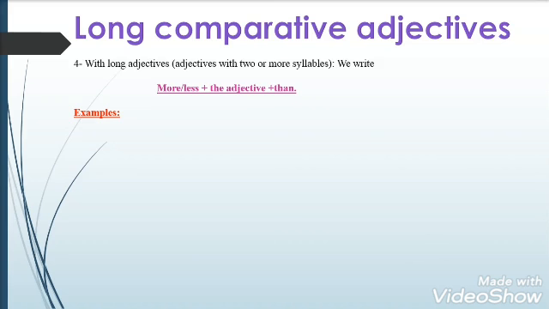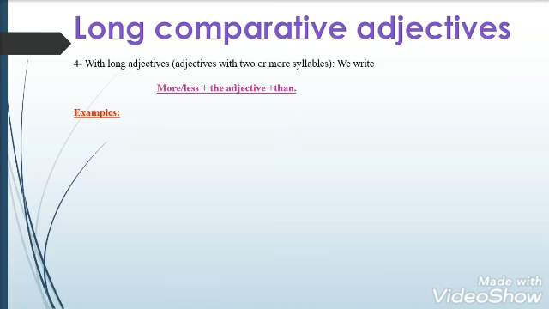It's a long word, right? Can I say beautifuler than? No, it doesn't make sense. Interesting, can I say interestinger than? No. So what do I do? Look here: I add more or less, plus the adjective, plus than. I add more or less, then the adjective I have, whether beautiful, interesting or expensive, and then I add than.